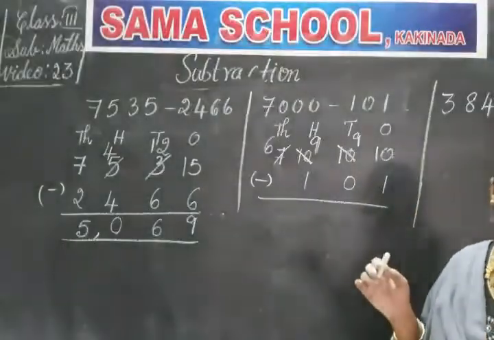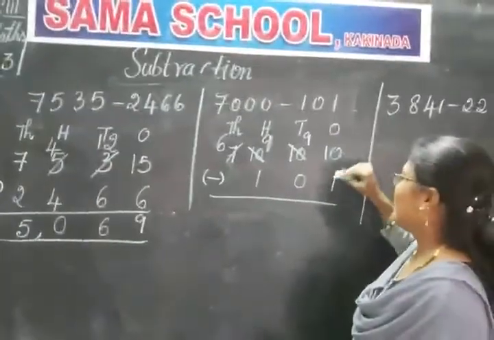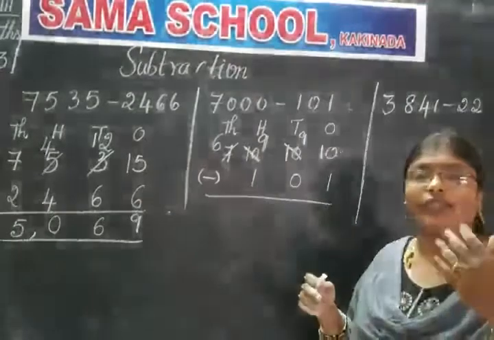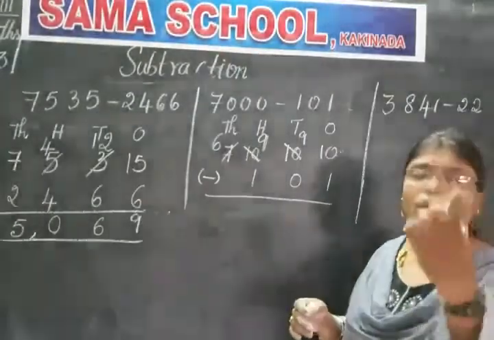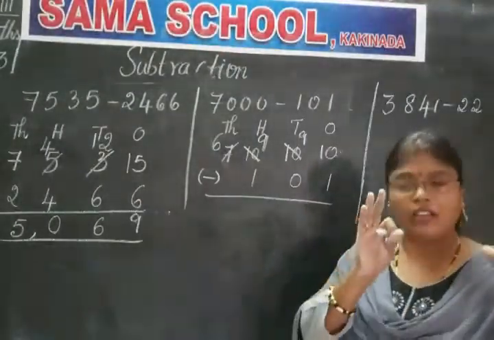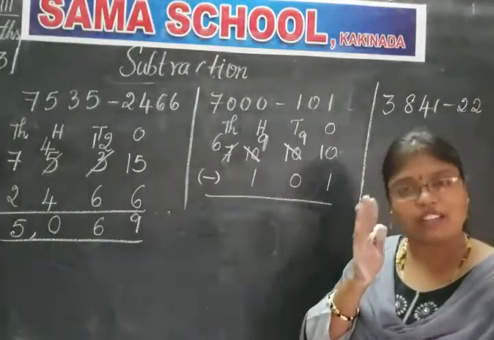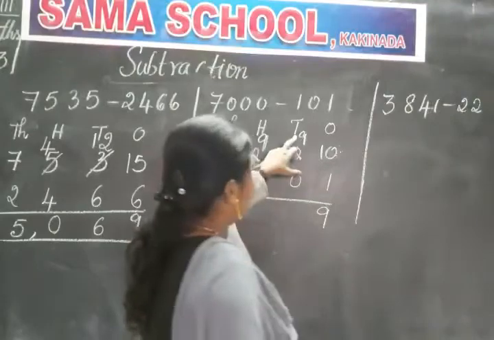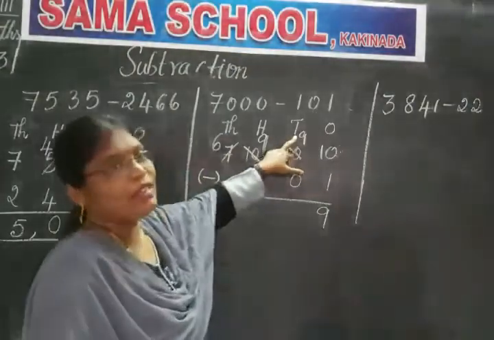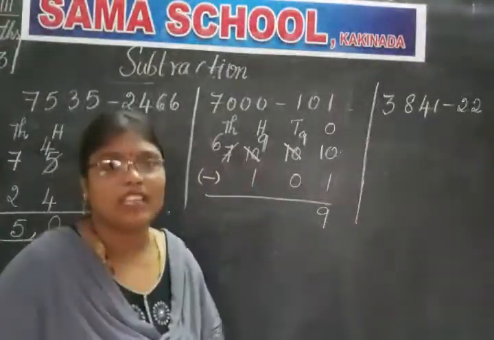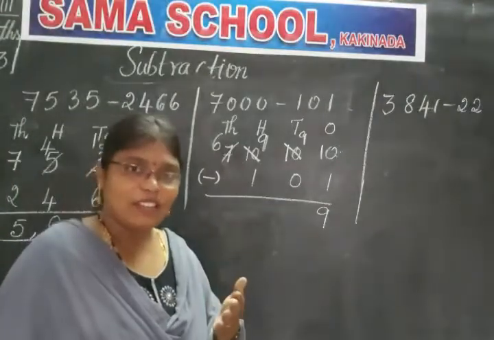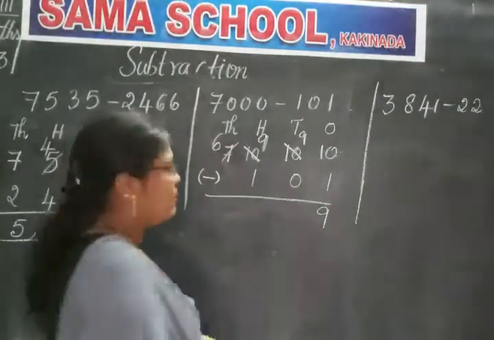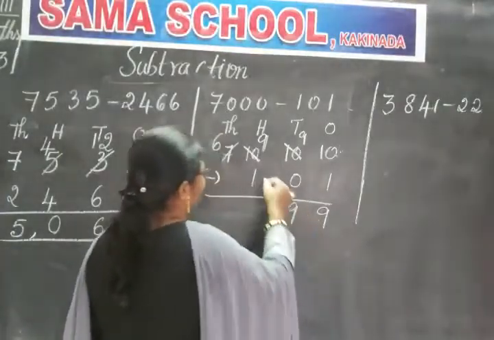Your answer goes wrong. Come on children. 10 minus 1. So what is 10 minus 1? 1 after, till 10: 2, 3, 4, 5, 6, 7, 8, 9. So 10 minus 1 is 9. And here, in the tens place we have 9 and 0. 9 minus 0. If you subtract 0 from any number, what will you get? The same number. So write 9 again.